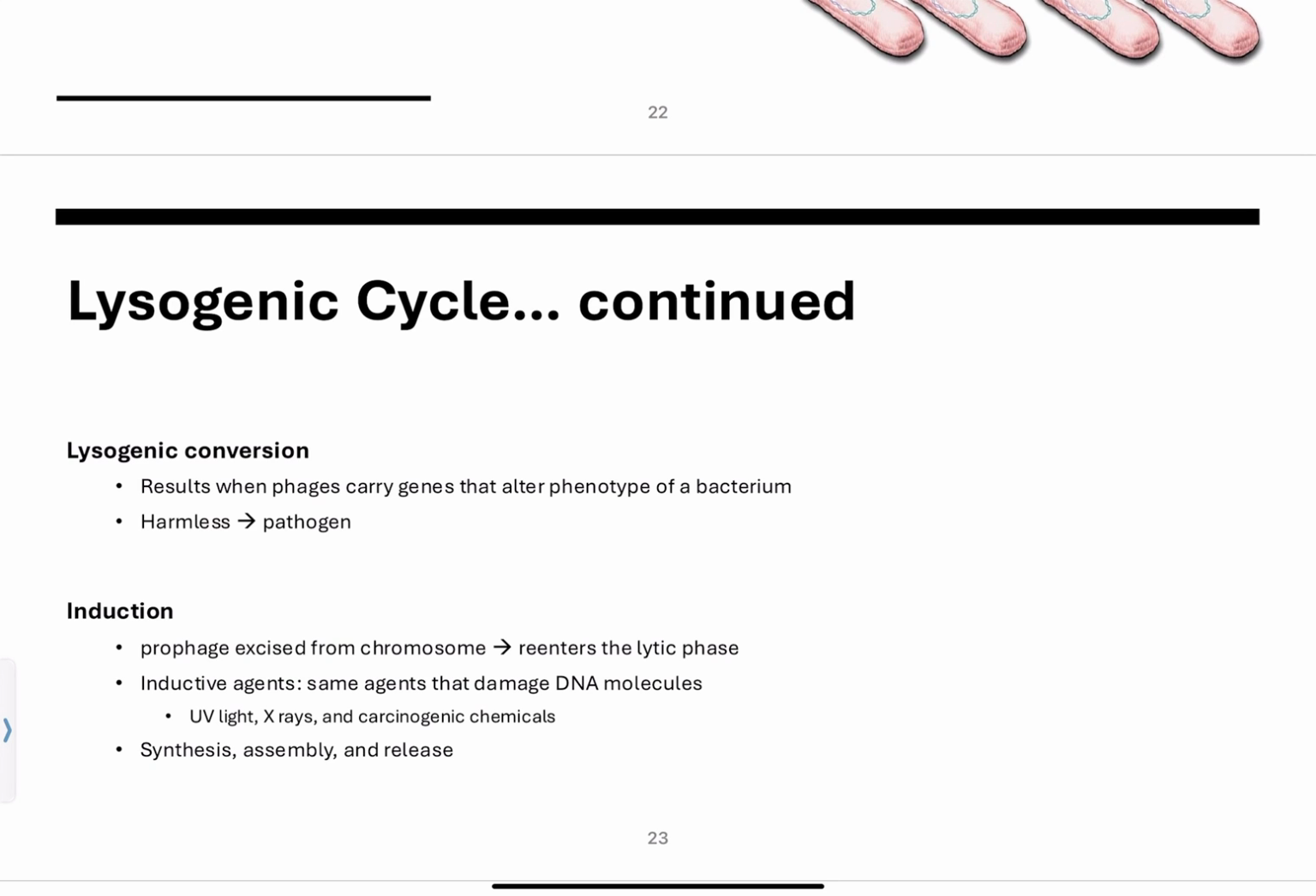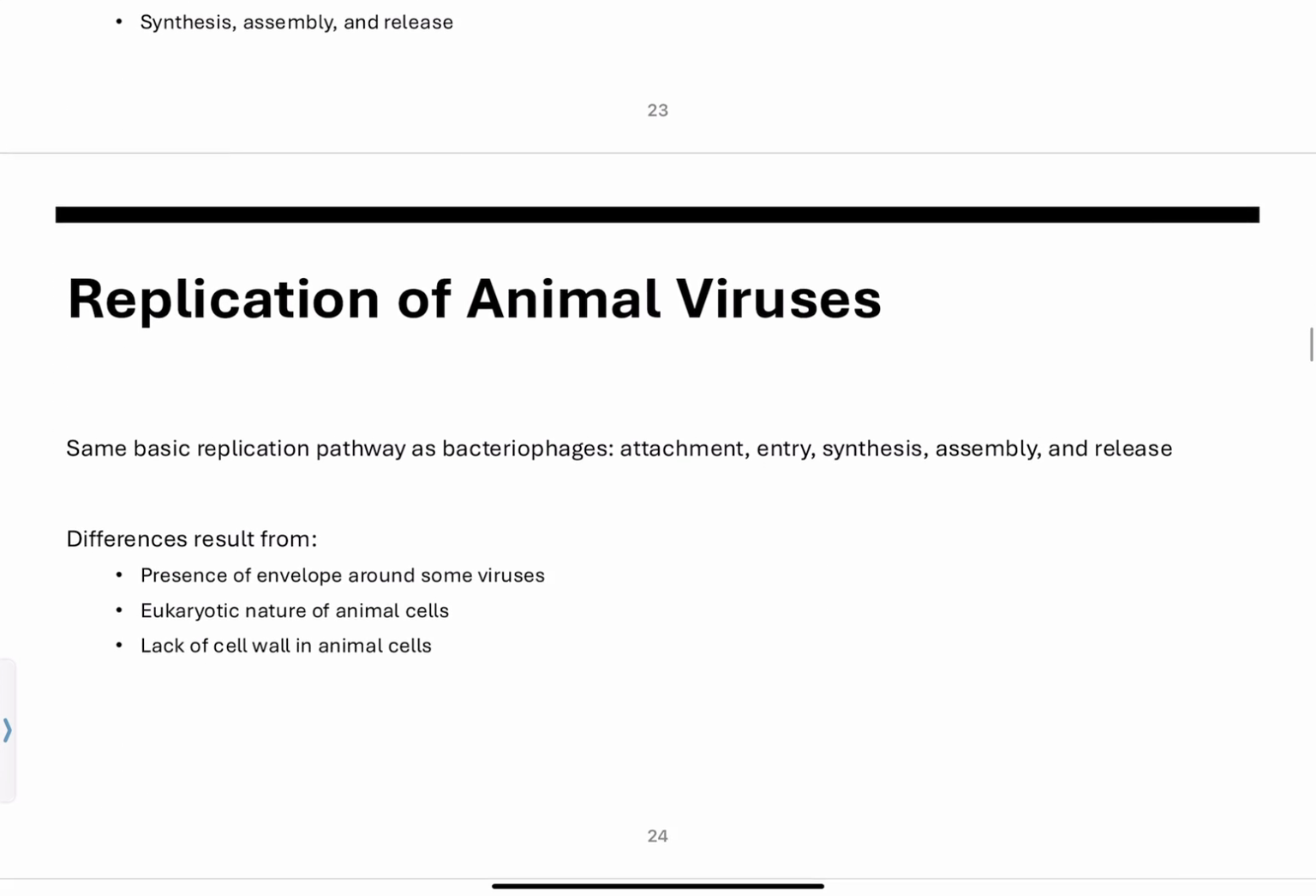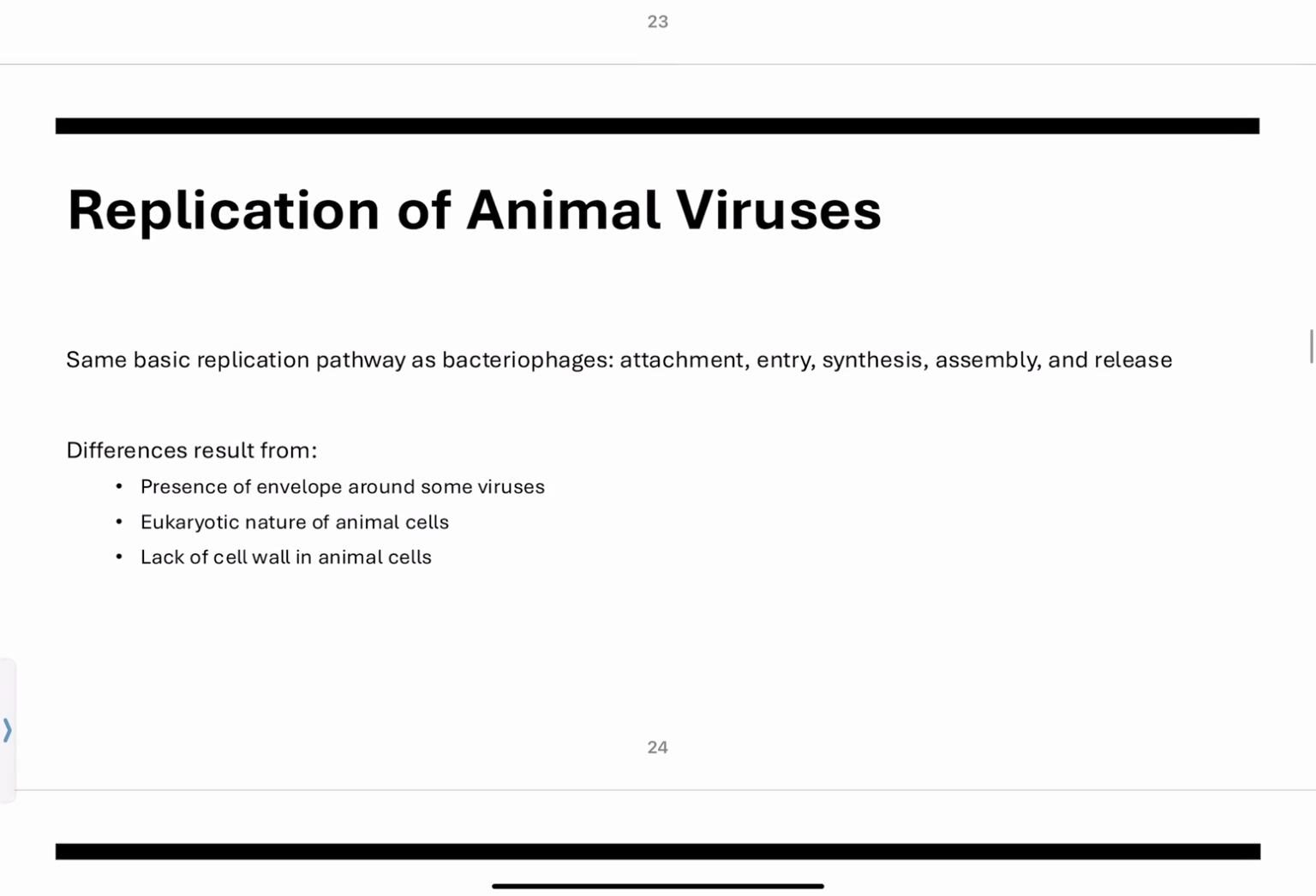When the prophage is later induced by some sort of stress, like UV light or X-rays or even mutagens or some sort of chemicals, it's going to leave the chromosome and enter the lytic cycle, destroying the host while spreading both its viral particles and any new traits that it's now carrying.